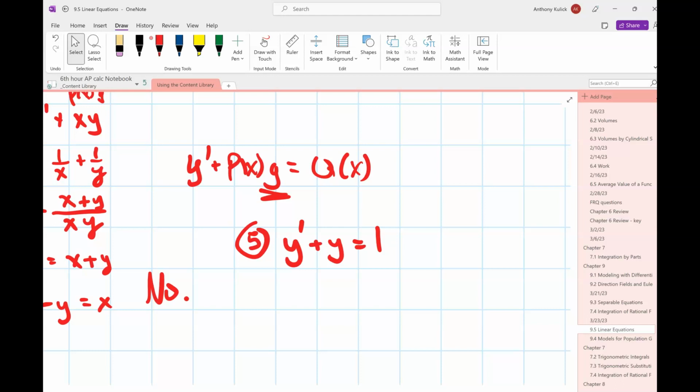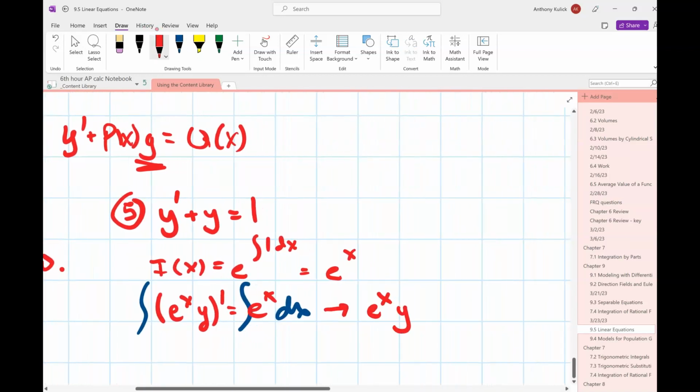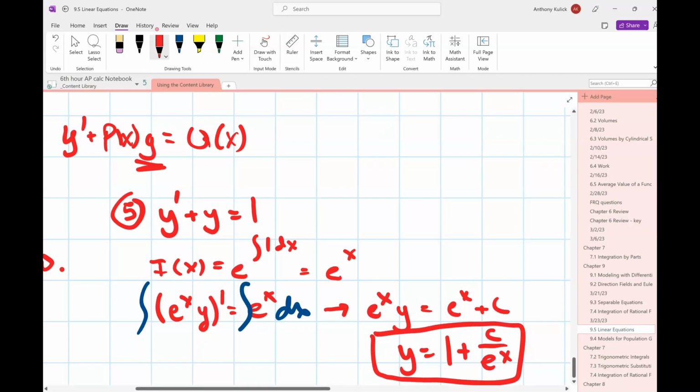Is this in the linear form? Yeah, right? What's p of x in this case? 1. So that's that. That ought to do it. What do you think? That was pretty easy.